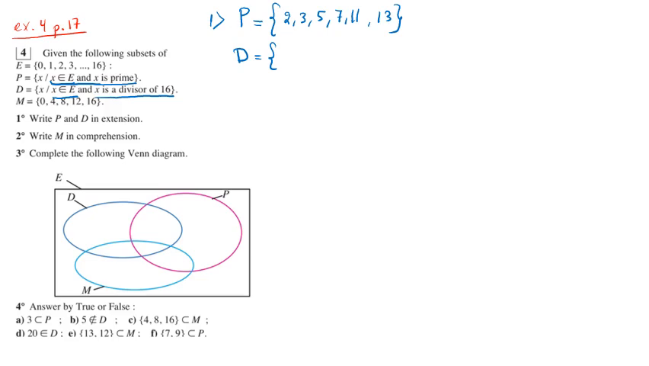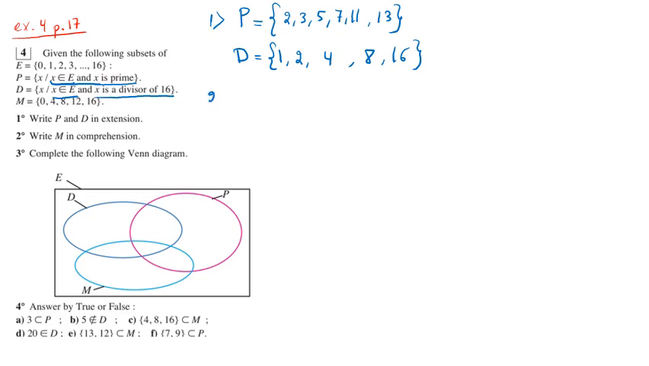Now we have divisors of 16. We start with 1. 1 times 16 is equal to 16. We have 2 times 8, and we have 4 times 4, we write 4. So this is D in extension.